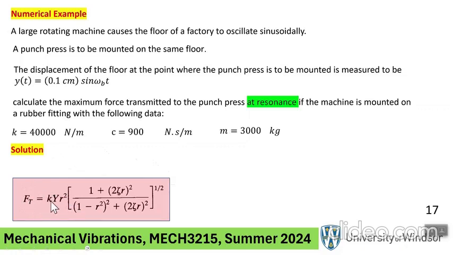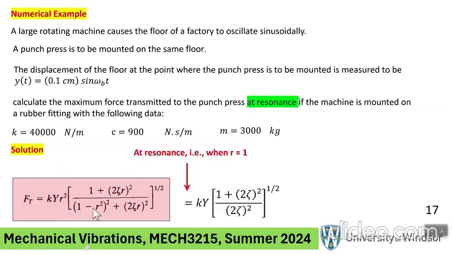So, do we know stuff? We know k. We know y. It's given as 0.1 centimeter. Of course, we have to use the proper unit. We know r. R is equal to 1 at resonance. Okay? And we know zeta. Just plug it in. At resonance, R is equal to 1. This thing kind of simplifies to that.